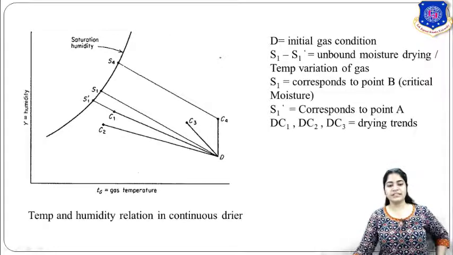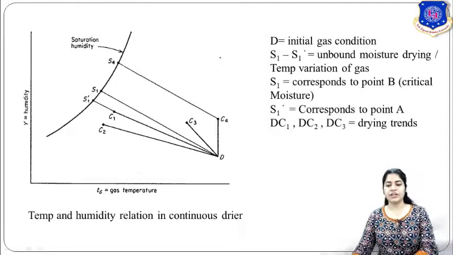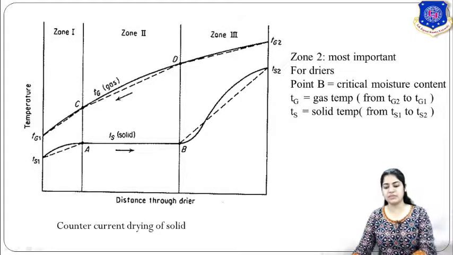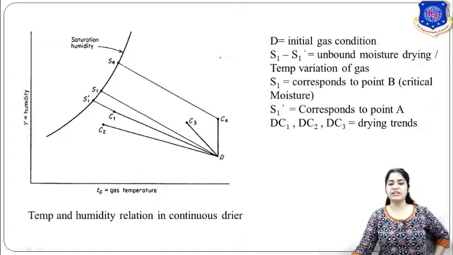Hence as the moisture content has changed from S1 dash to S1, the temperature has also changed for the gas. S1 corresponds to point B, the critical moisture content, and S1 dash corresponds to point A. So the moisture which has been removed from point A to point B, up to the critical moisture content, is the unbound moisture, and it has been removed. This can be shown here in the increase of the humidity, right?